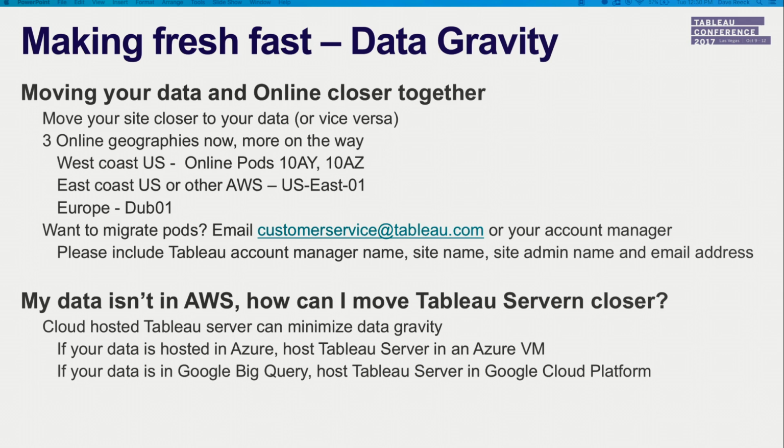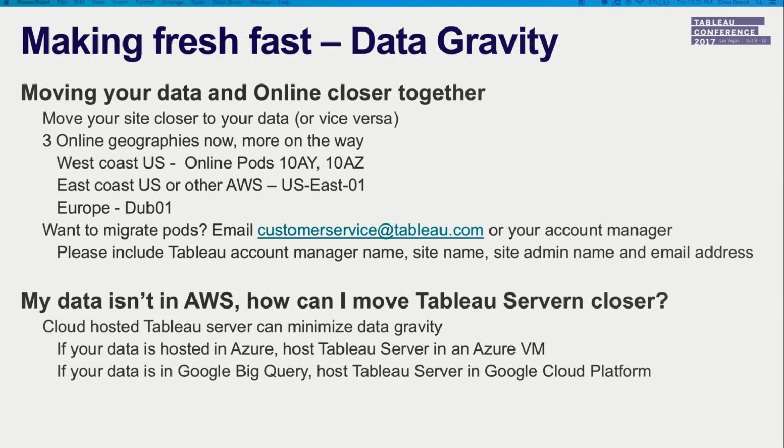All right. So another question that sometimes comes up is, hey, I want to make things faster. We'll talk about some fancy extracts and some other ways of getting things faster, but there's just some basic physics involved. And data gravity is really the term that's used for this now. The basic idea is that things are faster if they're closer together. So here are a couple ways that you could potentially move things closer together.